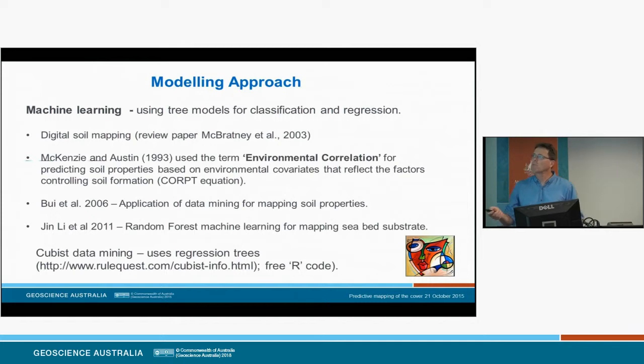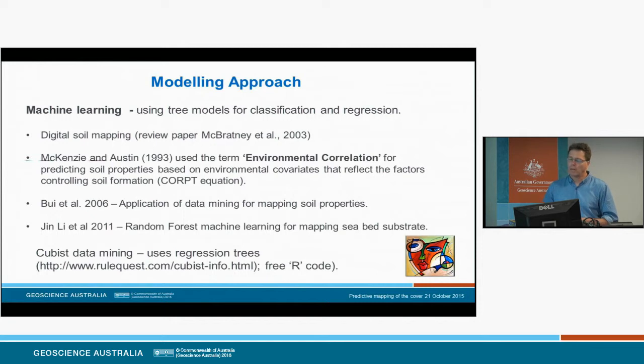But also I want to bring in this concept of environmental correlation. Neil McKenzie and Mike Austin use this term for predicting soil properties based on environmental covariates that reflect the factors controlling soil formation. It's solving this equation, which I'll come to later. Basically, if you build a set of covariates which are proxies for the actual controls on the formation of those things that you want to map or model, you could use those in your modelling as prediction.